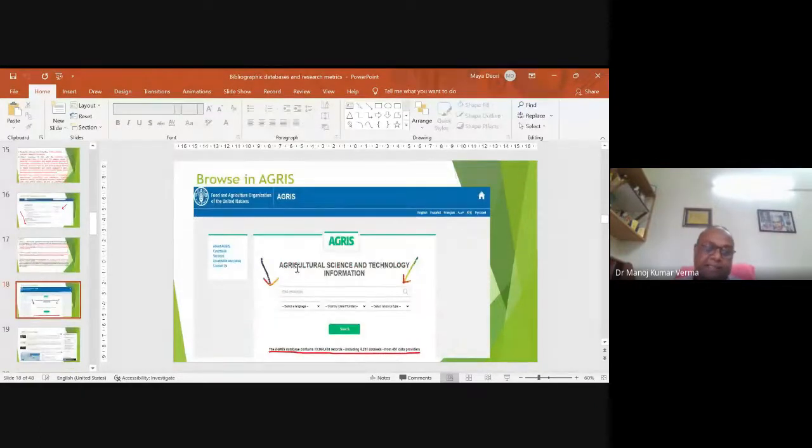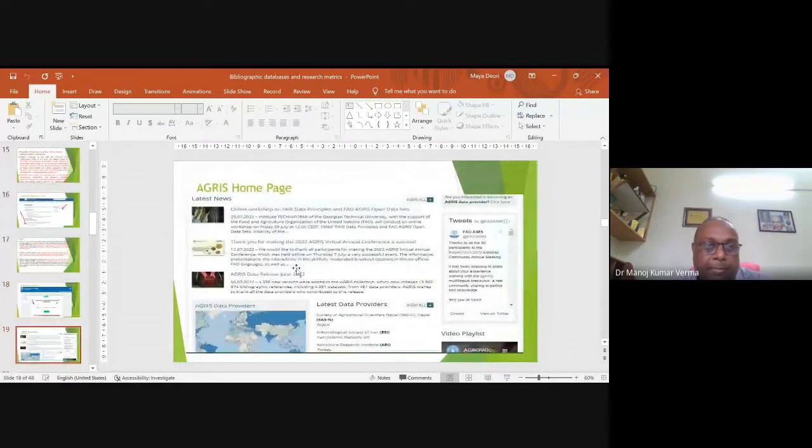This is the search or browsing page of AGRIS. From there, you can see the different sections and keywords we can put in, and we can search and use any information related to agricultural science and technology. This is the AGRIS homepage. It gives different information, and we can access the latest information on their homepage.